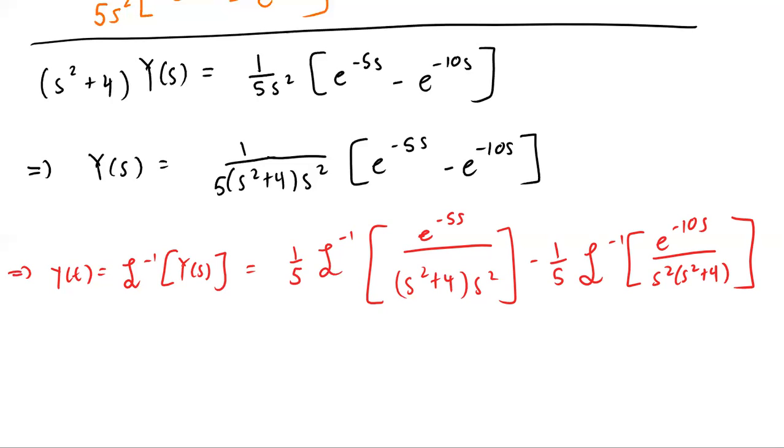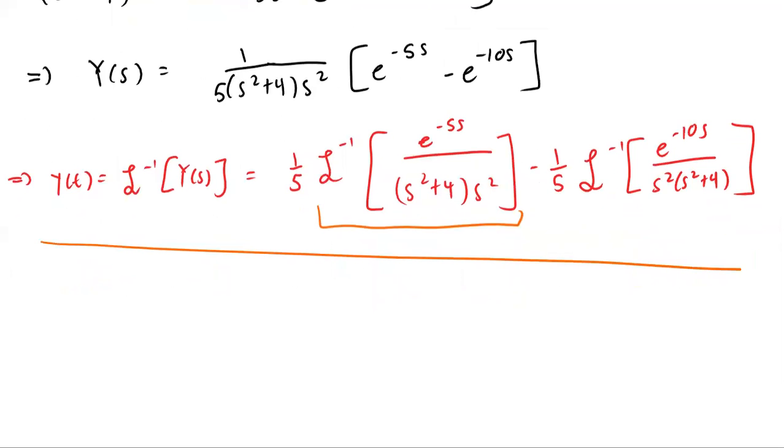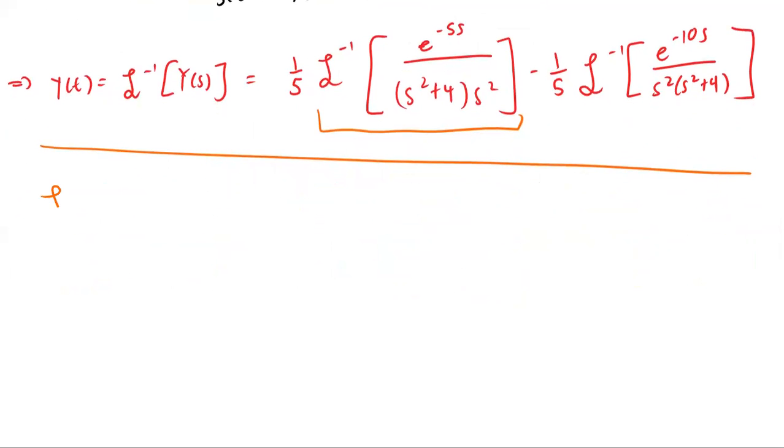I'm just going to do one of them for the sake of time because the other one is basically the same process. So let's focus on this part. We're trying to find the Laplace inverse of, and let me rewrite it in a way that looks more like the theorem we're going to use, e to the negative 5 times s times 1 over s squared times s squared plus 4.